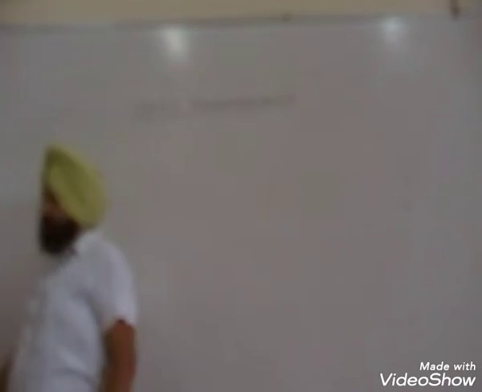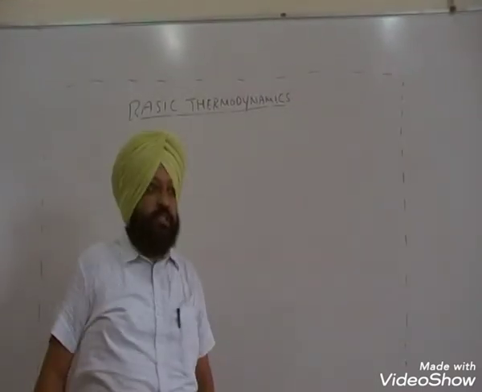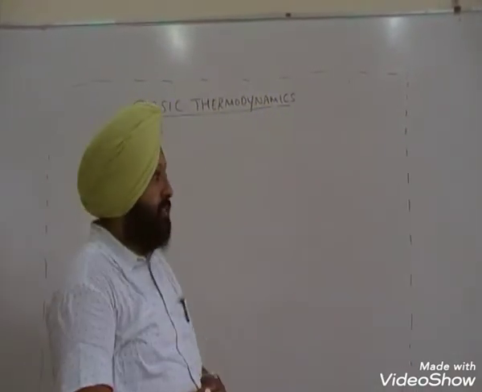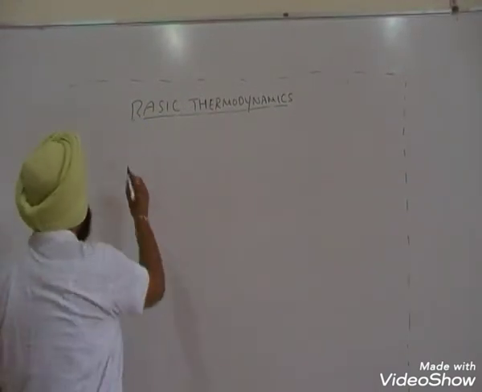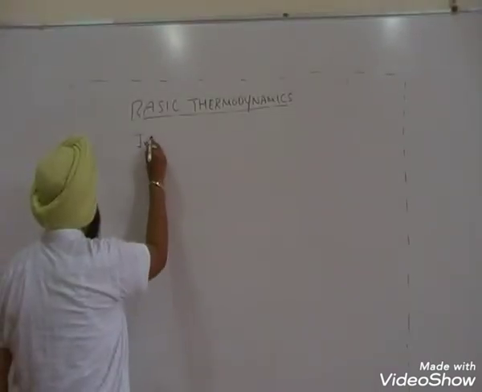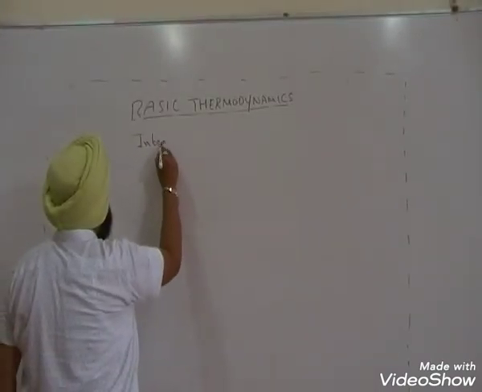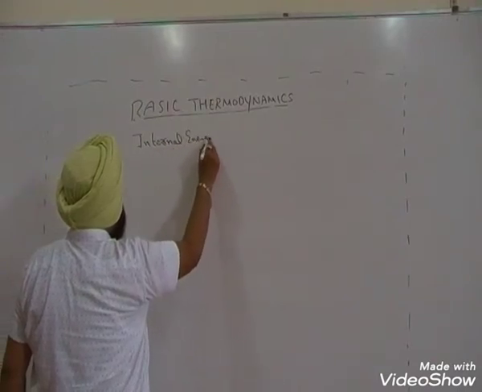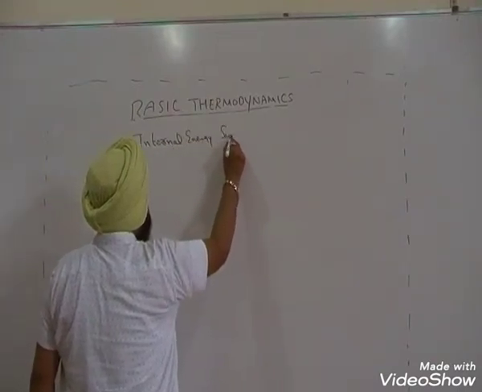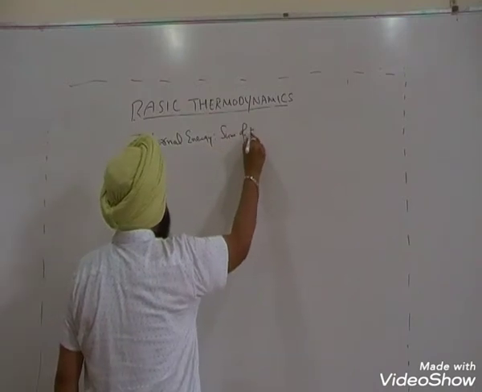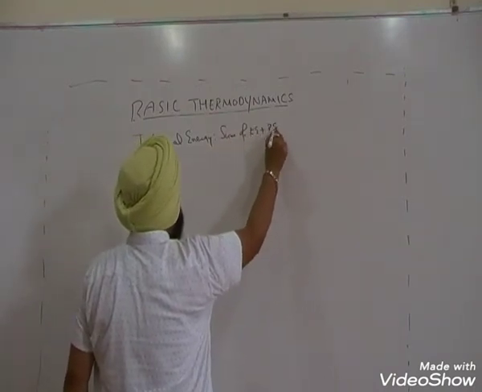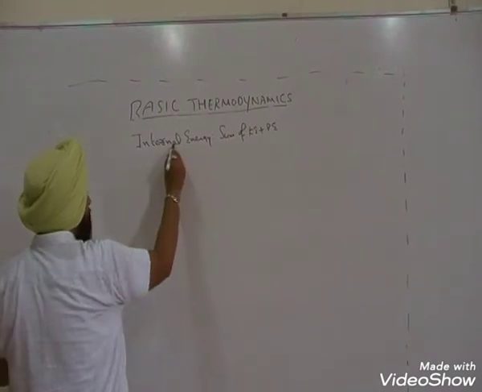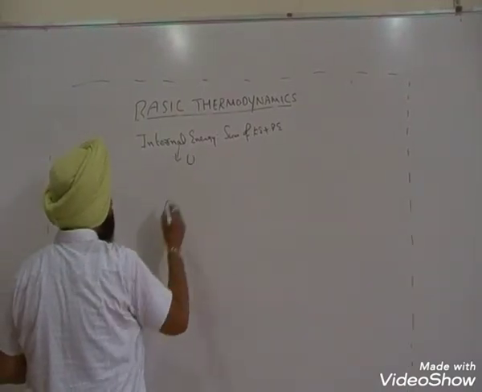So what is internal energy? Internal energy is actually the sum of kinetic energy and the potential energies of the molecules in a system. That is termed as internal energy. Internal energy is represented by U.